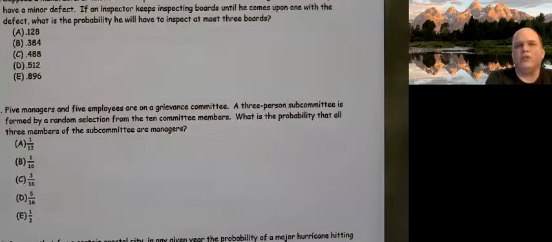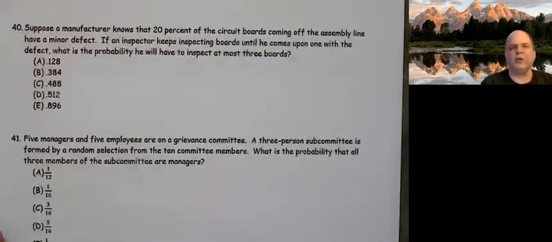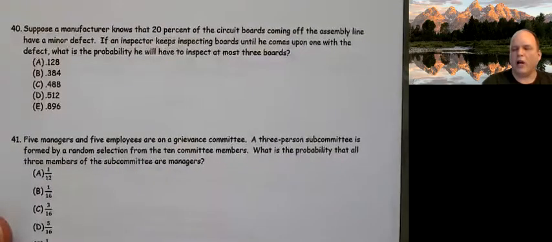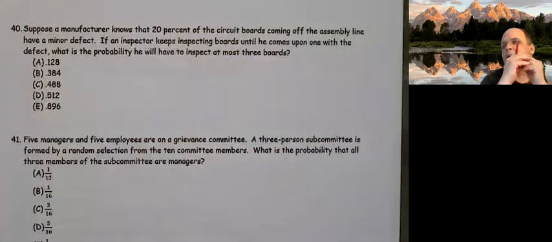So 40 is the question on the packet that I'm being requested to do, and I'm going to tell you that I was debating as to whether or not to do this because this is going to be tested on the next topic, but I'm still going to show this because you should be able to puzzle this together. Suppose a manufacturer knows that 20% of the circuit boards coming off the assembly line have a minor defect. If an inspector keeps inspecting boards until he comes upon one with a defect, what's the probability he has to inspect at most 3 boards?